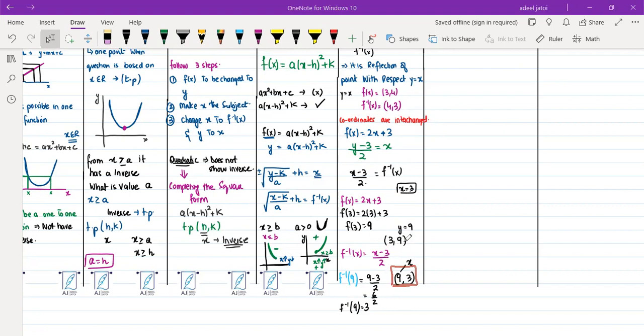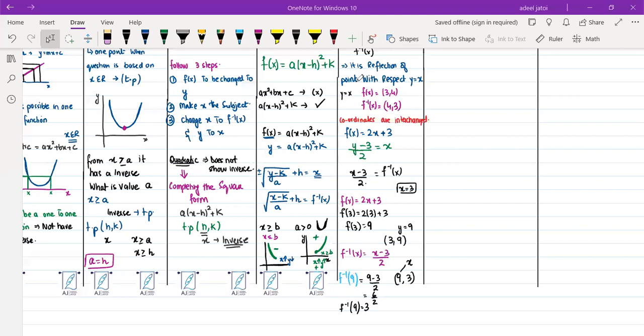So to prove that, we substituted the value of x in f inverse of x, because the coordinates have interchanged now. Your y has become x. So now x will be used as 9. So 9 minus 3 becomes 6, and 6 upon 2 becomes 3. So the coordinates can be interchanged. That means the relationship of f(x) and f inverse is basically based upon y is equal to x, where the coordinates are interchanged.